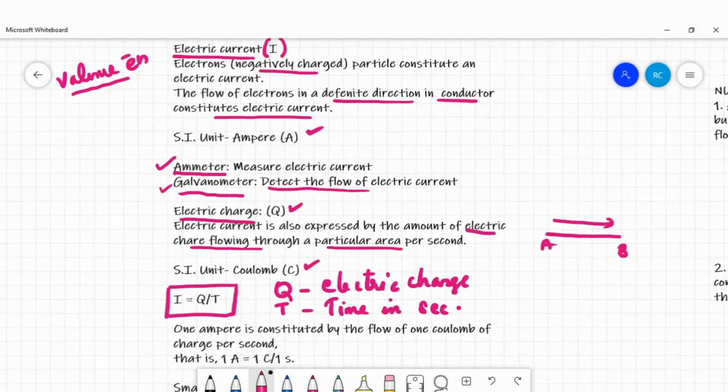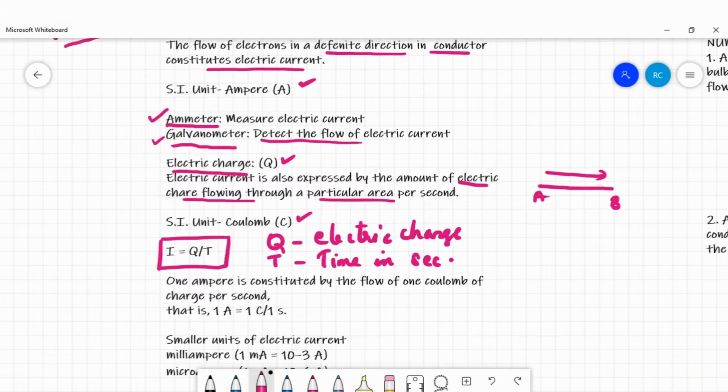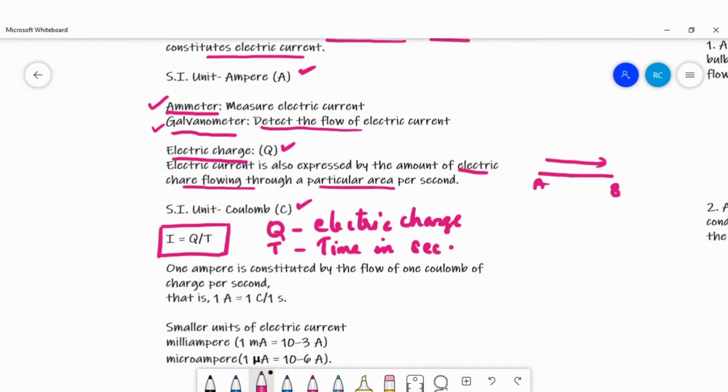Now, ampere is the unit, as we told before, that is used to represent electric current. So how do we define 1 ampere? 1 ampere means 1 coulomb of charge is passing in 1 second. Usually in previous question papers, the CBSE board asks to define 1 ampere. So what is 1 ampere? 1 ampere is the flow of 1 coulomb of charge per 1 second.